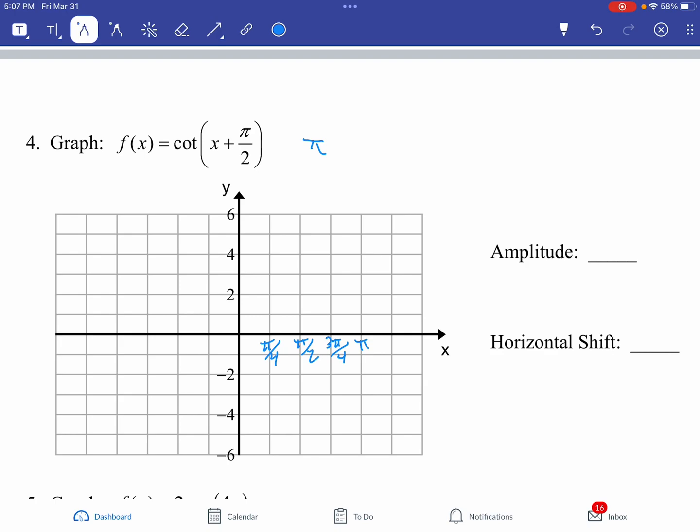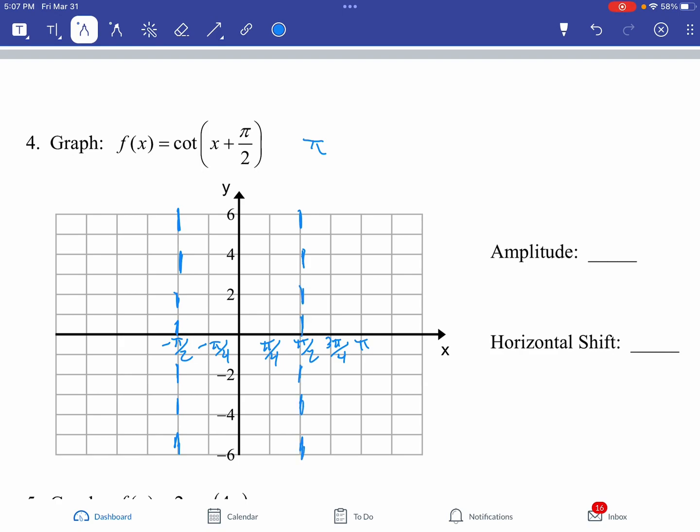Step 2 would be do the horizontal shift. Since I'm adding pi over 2 inside the parentheses, I'm going to go to the left by pi over 2, which would be 2 intervals going to the left. So this is going to be negative pi over 4 and negative pi over 2. All right. So now that means my asymptote will be at the front end over here on the left, and then at positive pi over 2 on the right.